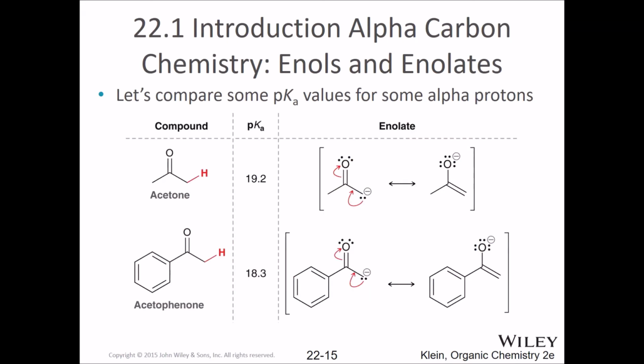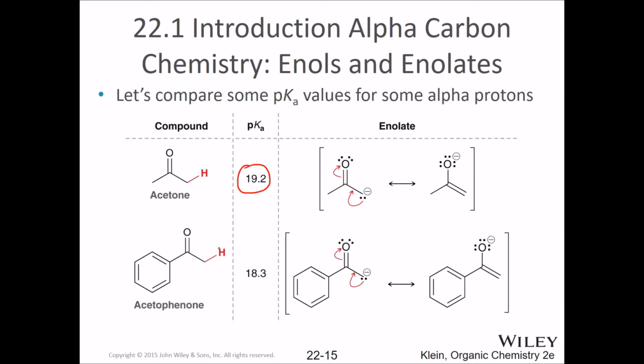All right, let's compare some pKa values for some alpha protons. You have acetone. It has a pKa of 19.2, and we know that because we looked it up. That's not something you're expected to know. But look at it. What does it mean? The alpha proton of acetone is 19.2. And after it's removed, its enolate looks like this, and this is resonance stabilized.